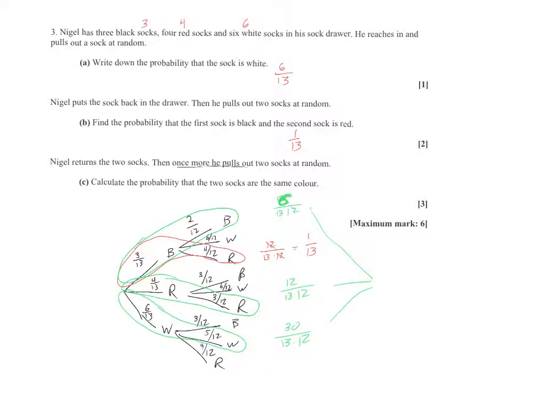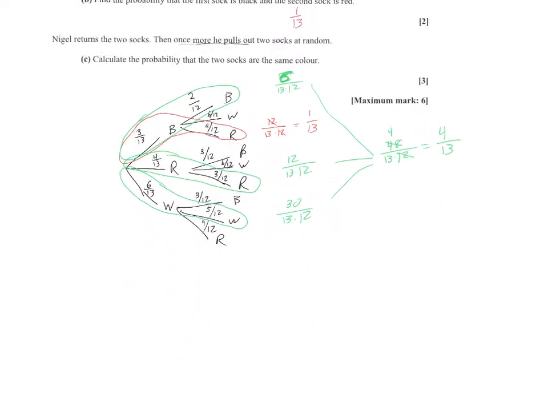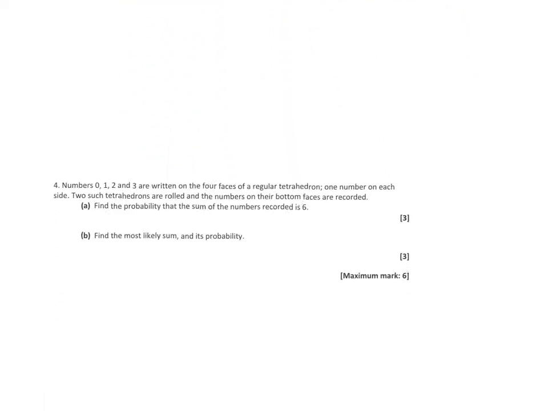Okay, so 30 plus 12 would be 42 plus 6 is 48. So 48 over whatever 13 times 12 is. And I know 12 goes into 48 and leaves me with 4. So my final answer should be 4 over 13. And I think most people got that one as well. But there we go. Question number 3 is done.